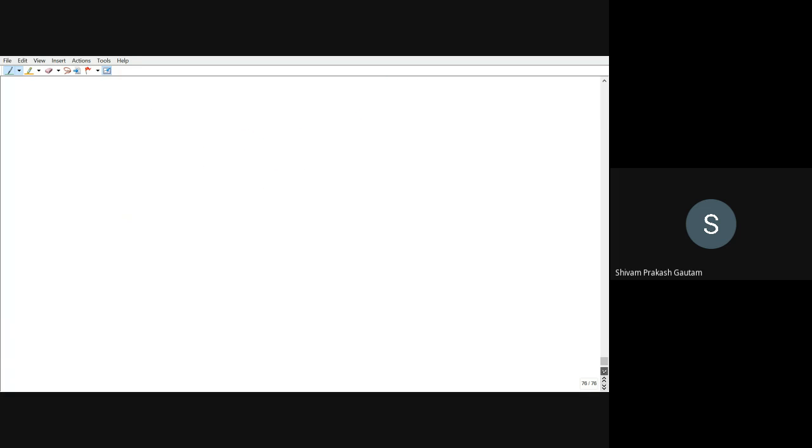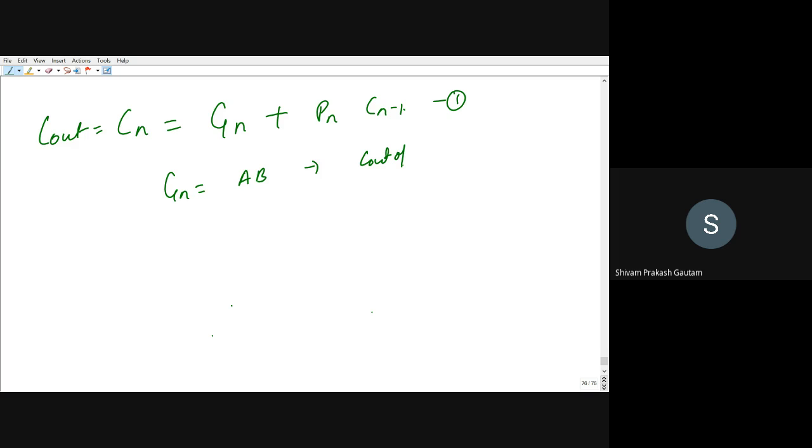So we have seen the final Cout expression from the XOR gate, and for a generalized term you can call it Cn. That is, carry out will be equal to Gn plus Pn into Cn minus 1, where Gn is A multiplied by B, that is A into B. This is the carry out of the first half adder, and Pn is A XOR B. This is the sum of the first half adder, right? And so this Pn has to be 1 so that carry can propagate.